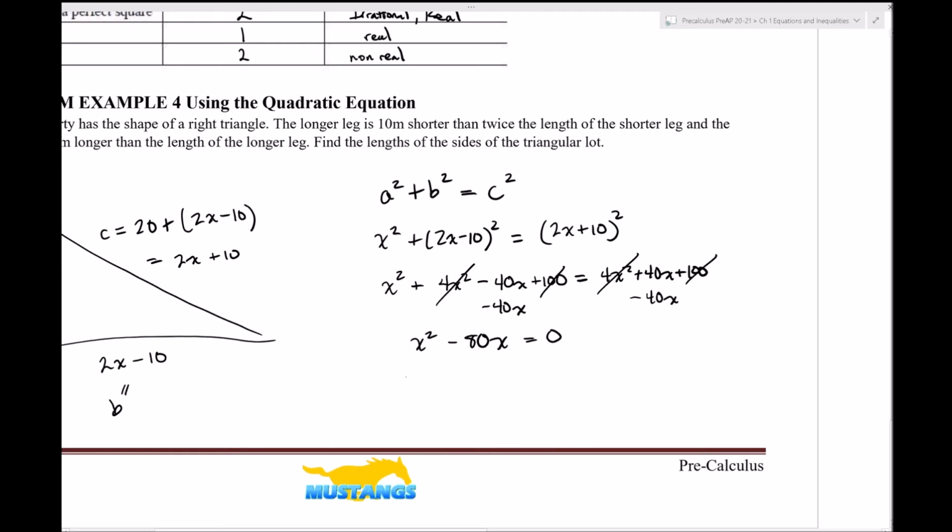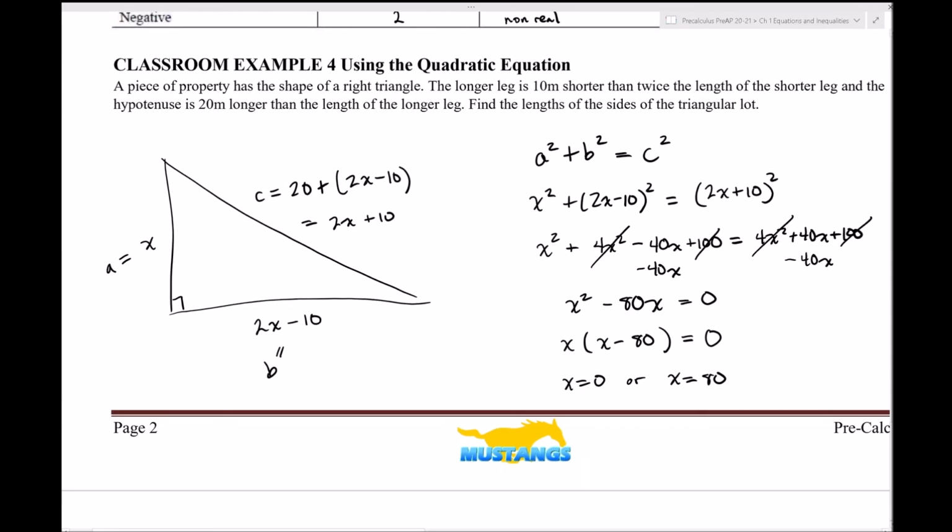There's a common factor of x. Because there's a common factor of x, we can factor out the x, set this equal to 0, and now the zero factor property is applicable. You set each individual factor equal to 0: x equals 0, or x equals 80 if you solve x minus 80 equals 0. So we get two possible solutions, x is 0 or x is 80.